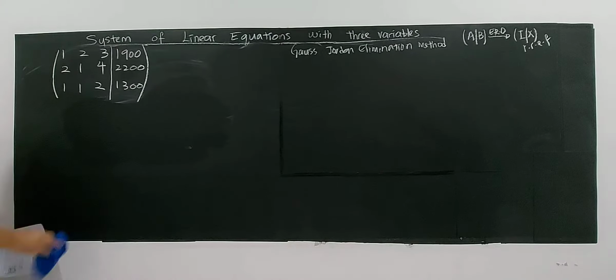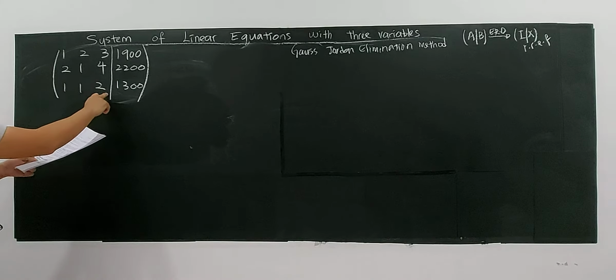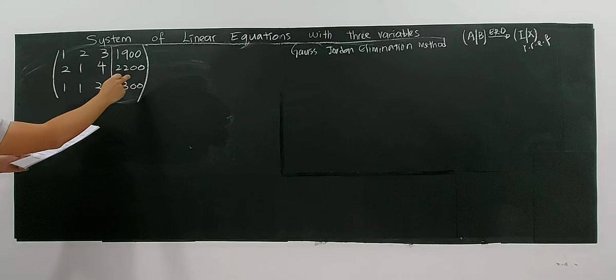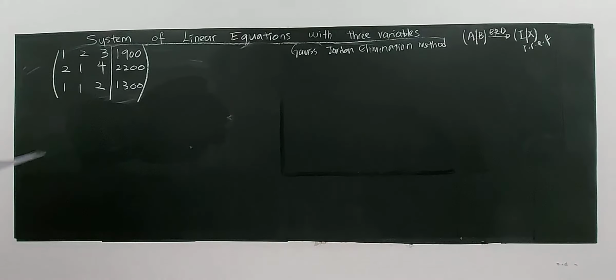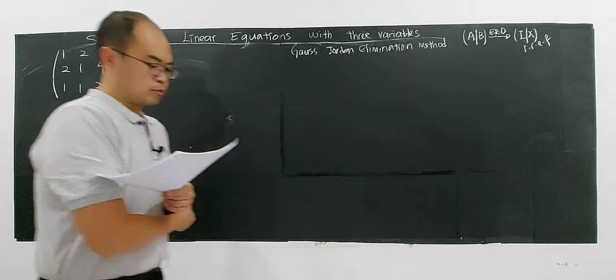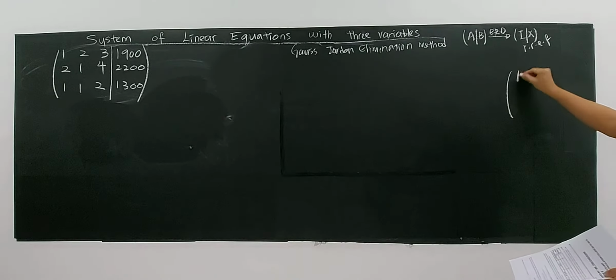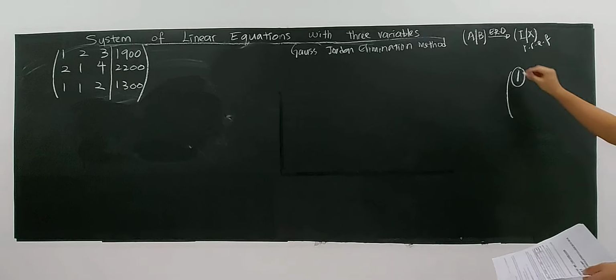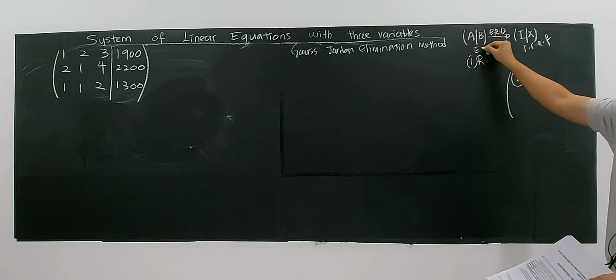Okay, now let's start the process here. So 1, 2, 3, 2, 1, 4, 1, 1, 2, 1900, 2000, 2200, 1300. So, okay, you remember the process of elementary row operation. You have to make sure the first to be 0, right? So you want to make something to be 0. The ERO got 3 types, right?